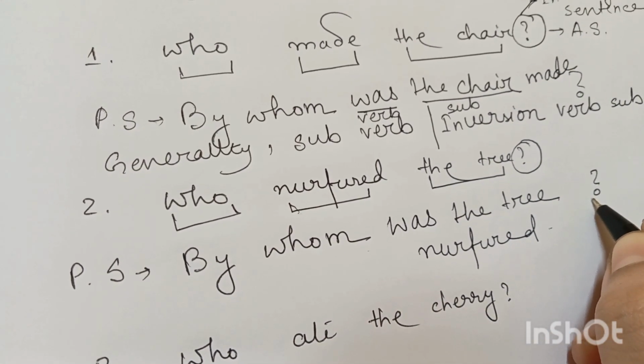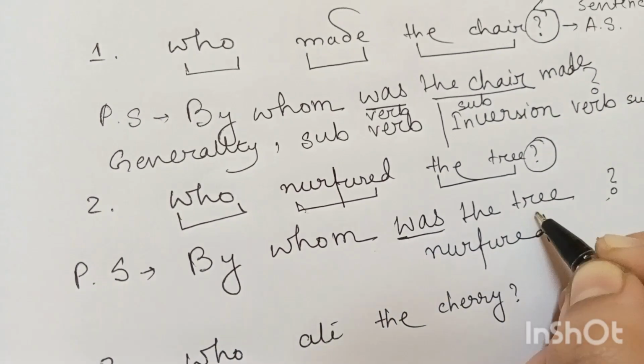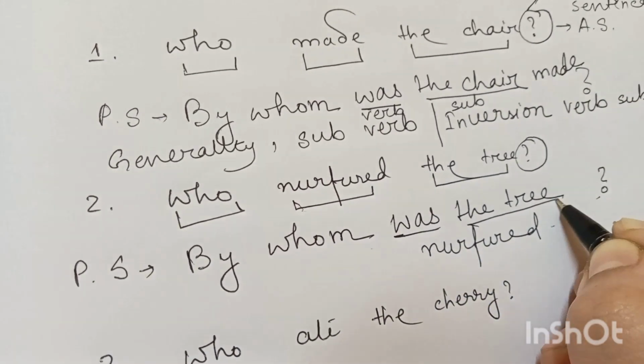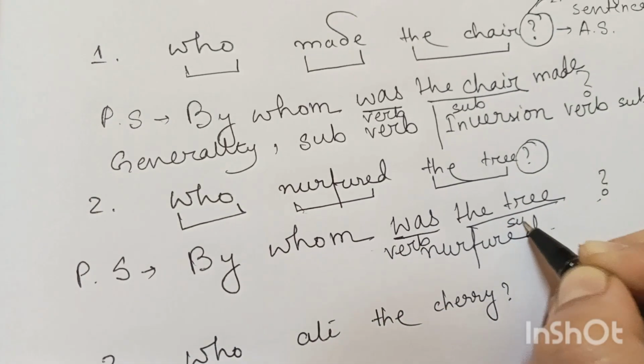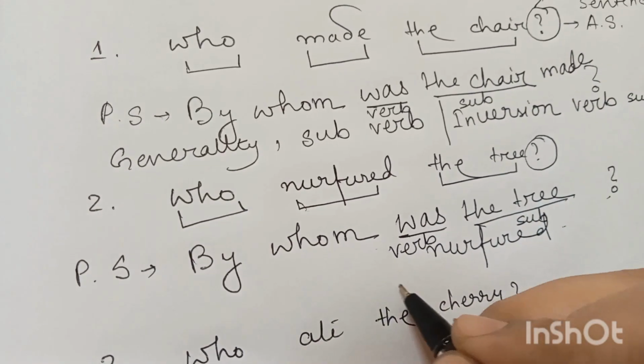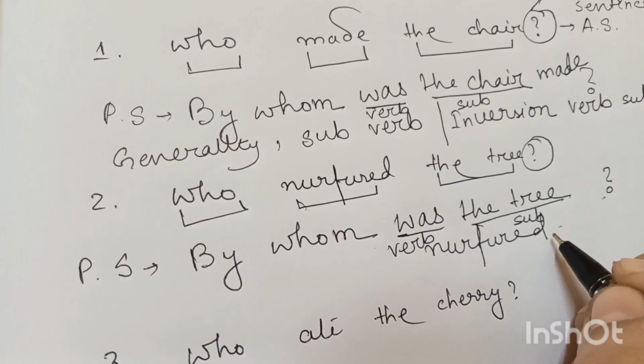And therefore this question mark. See, the verb was is coming before the subject, that is the tree. Therefore inversion is happening in this sentence.